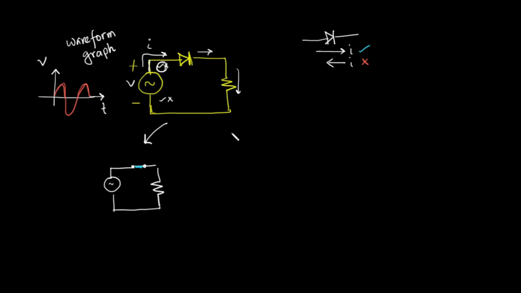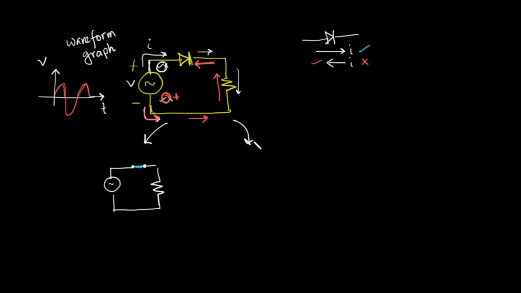Now, when the other terminal is more positive, what happens? Then this input voltage source tries to supply current in the opposite direction. It tries to go through the resistor in this direction and to the diode in this direction. Will the diode allow this current to pass? Well, it will not, because the diode only passes current in one direction. So when the input voltage source is in the negative cycle, the diode will turn off, and an off diode we can replace with an open circuit.